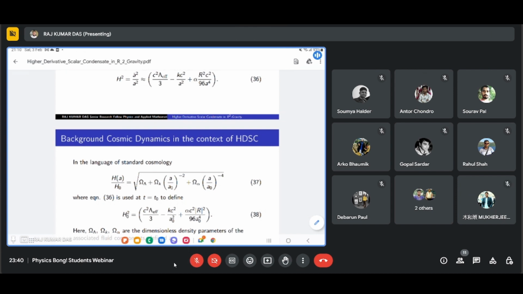So this is the a to the power minus 4 part, and this is very interesting to us in the result.